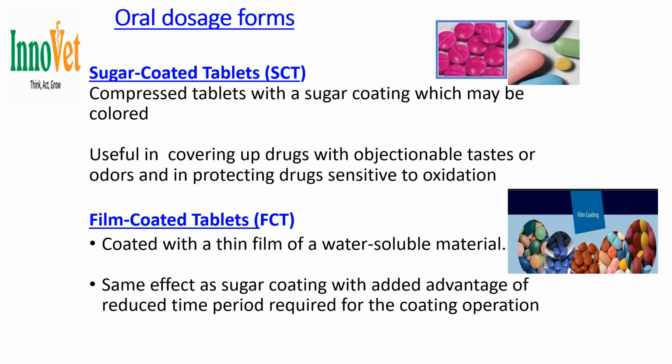Well, to begin with, the sugar-coated tablets. These are compressed tablets with a sugar coating which may be colored. It's useful in covering up drugs with objectionable tastes or odors and protecting the drugs sensitive to aerial oxidation. Well, we could also have the film-coated tablets, which are coated with a film of a water-soluble material. These are the same as the sugar-coated tablets, but they have an added advantage of a reduced period required for the coating operation.